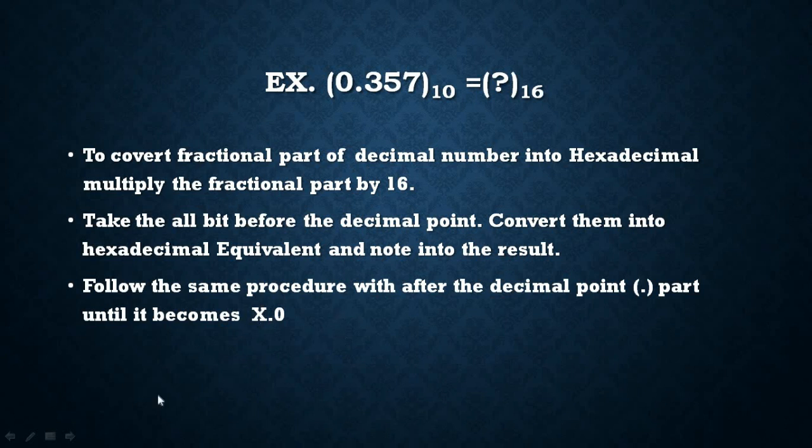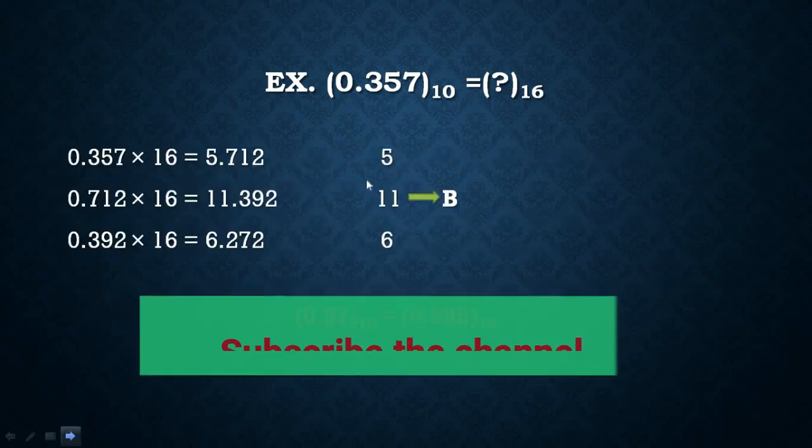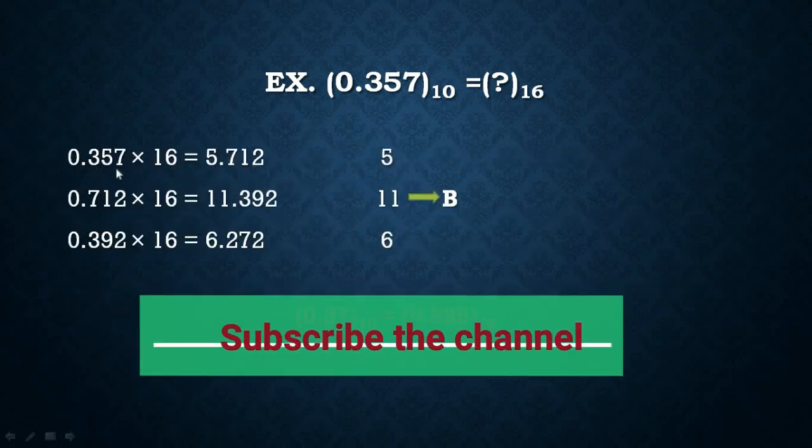Using this step, we solve the example: convert 0.357 to the base 10 into hexadecimal. We write the number 0.357 and multiply it by 16, and we get the result 5.712. This 5 is picked up for the result and the fractional part is again multiplied by 16. We get the result 11.392. Again the 11 is picked up for the result, and in the hexadecimal number system 11 is equivalent to B, so we write 11 equal to B.